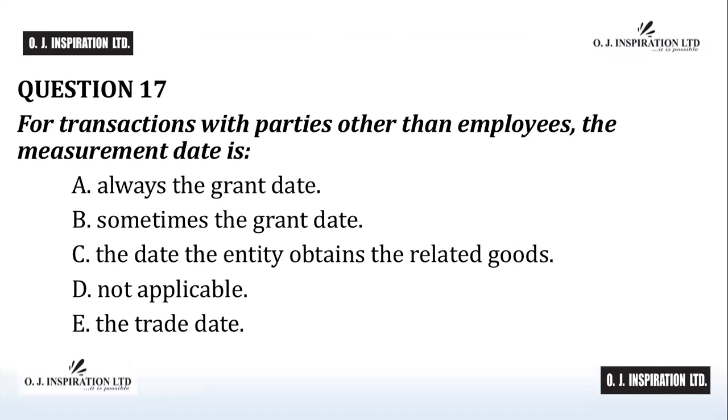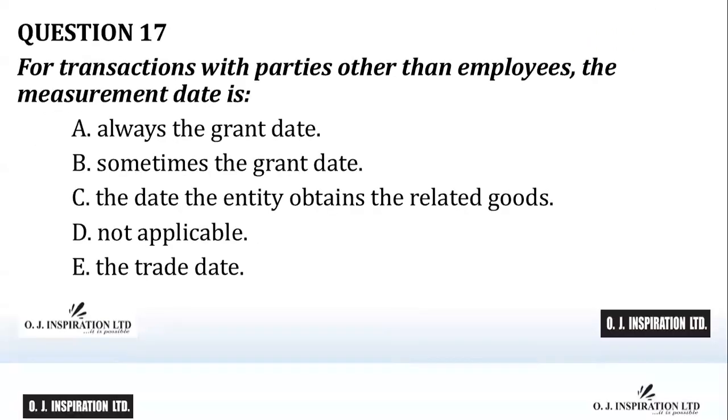Question number 17. The answer to question number 17 is C, the date the entity obtained the related goods. For transactions with parties other than employees and those providing similar services, the measurement date is the date the entity obtains the goods or the counterparty renders the service. C is the answer to question number 17.